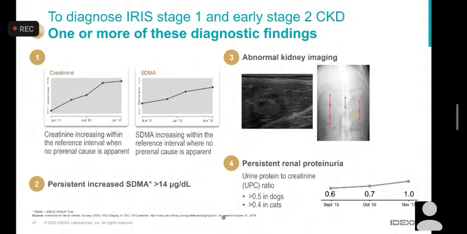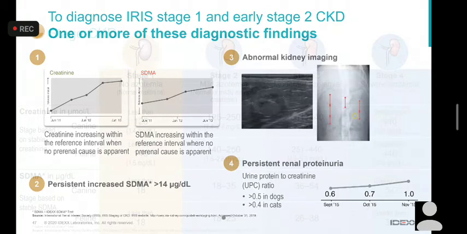And the early ones are stage 1 and 2. And this is where you are looking at 1 or more of these. So either you have a persistently increasing creatinine within the reference interval or an increased SDMA. You may have a persistently increased SDMA, you may have an abnormal kidney imaging, and you may have a persistent renal proteinuria. And then you have the staging guidelines, and I've added both units here because I just realized yesterday, thank you Alex, that you are using different units than we are here. So I've added both units here.